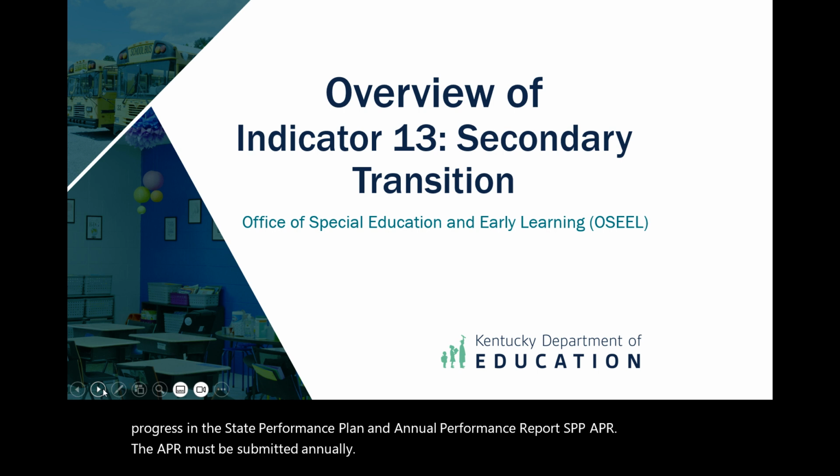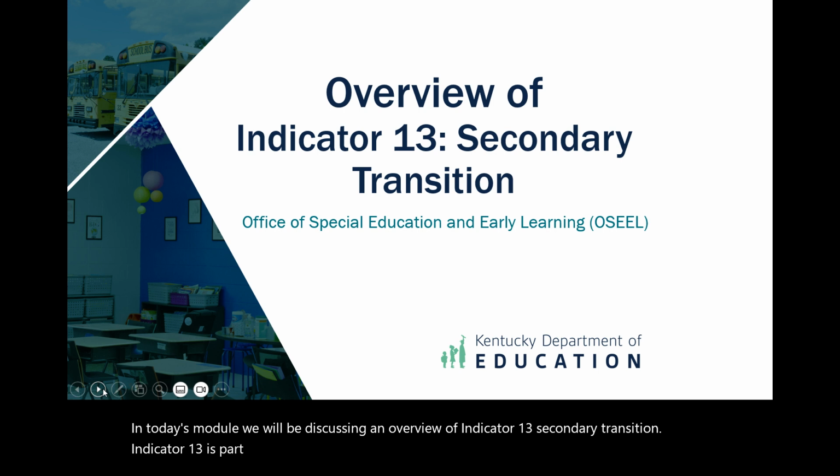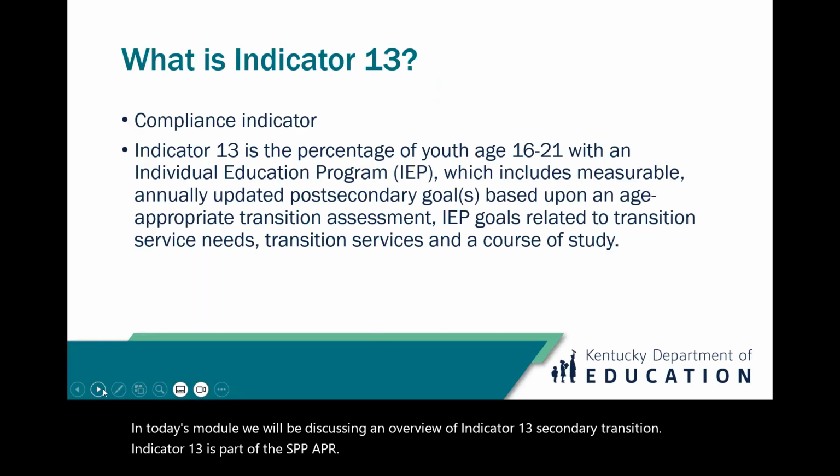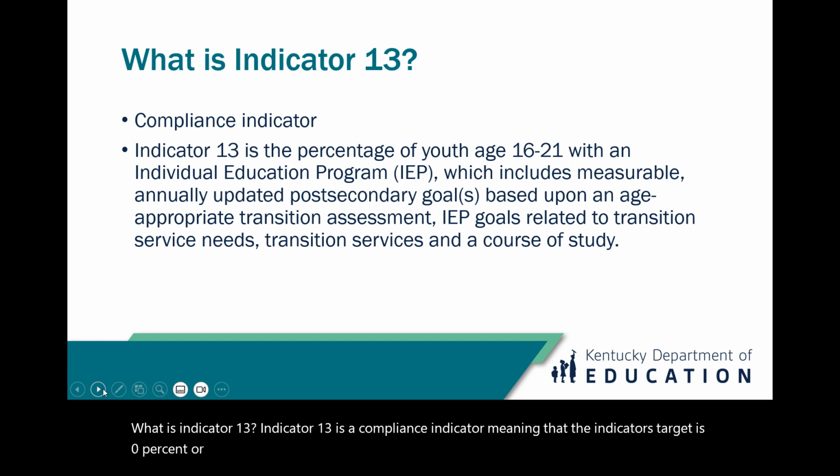In today's module, we will be discussing an overview of Indicator 13, Secondary Transition. Indicator 13 is part of the SPP APR. What is Indicator 13? Indicator 13 is a compliance indicator, meaning that the indicator's target is 0% or 100%, and this target is set by the Office of Special Education Programs, OSEP.